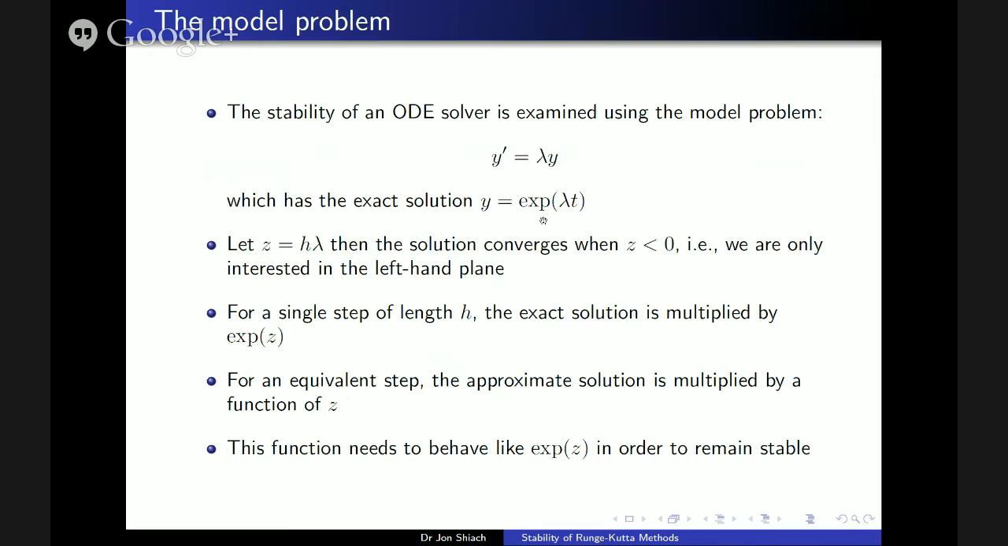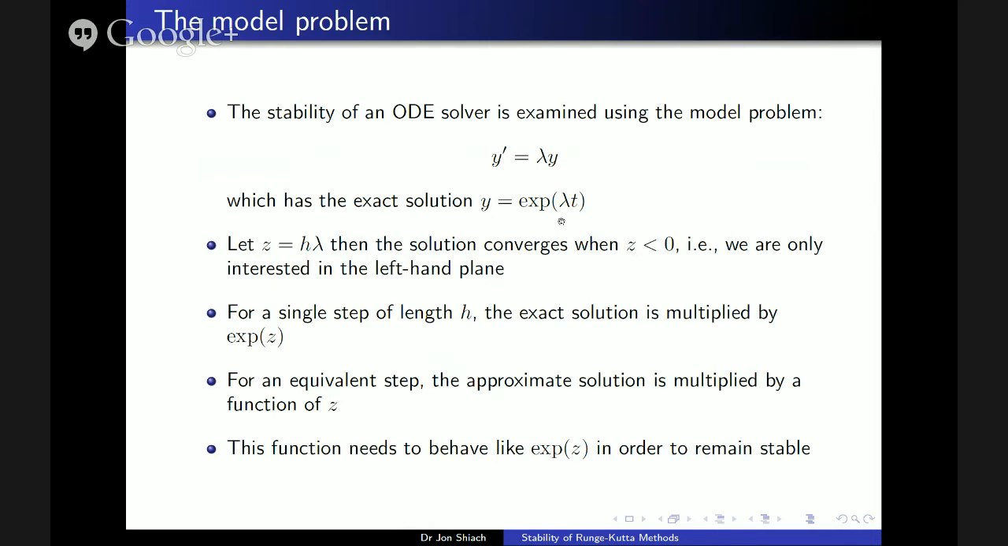This is quite easy to see. This has the exact solution y equals the exponential function of lambda times our independent variable t. So we know what the solution is, and we know how the solution behaves. We need our numerical methods to actually behave like that solution. If we let a variable z equal our step length h times lambda, our solution should converge when z is negative.